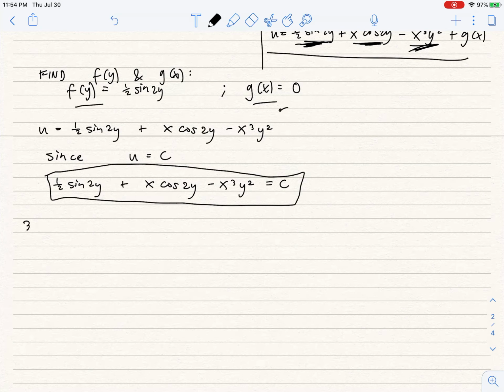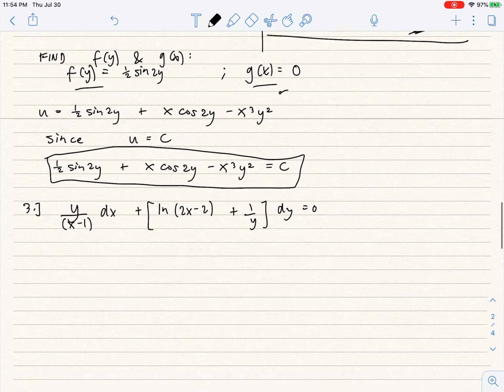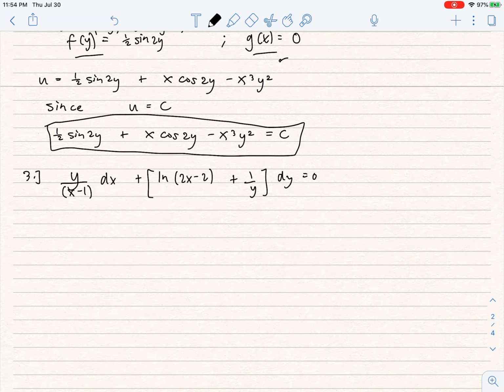Okay, let's proceed with the last example for exact differential equation. So we have this function multiplied by dx plus ln of 2x minus 2 plus 1 over y dy is equal to 0. Okay, so once again, we are going to check if this is in fact an exact differential equation.